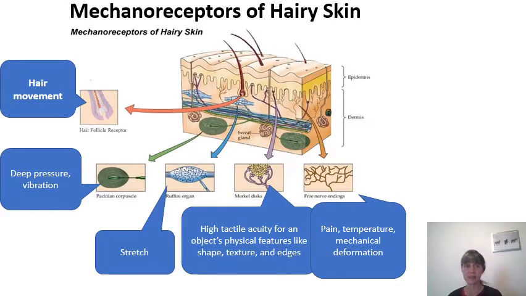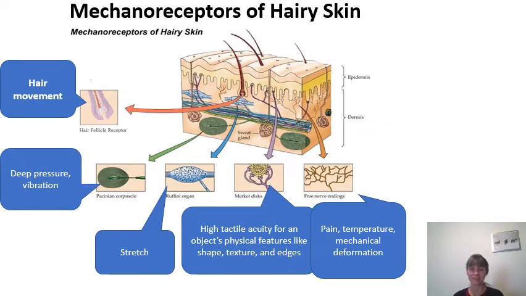This takes us to the mechanoreceptors of hairy skin. We already know about the hair follicle receptor, which detects movement when a hair is moved, if there's something crawling on the skin, on the surface. Pacinian corpuscles for deep pressure and vibration. Ruffini endings or Ruffini organs, which are involved in detecting stretch.